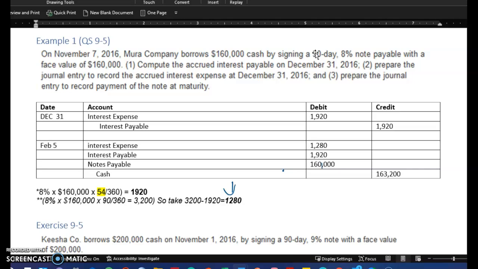Usually your single payment, you pay once, 90, 120 days, whatever, and then you pay everything in one payment. A lot of times I've seen that in my business world lifetime as short term. But you could have a long-term note payable, so don't forget, with a face value of $160,000.